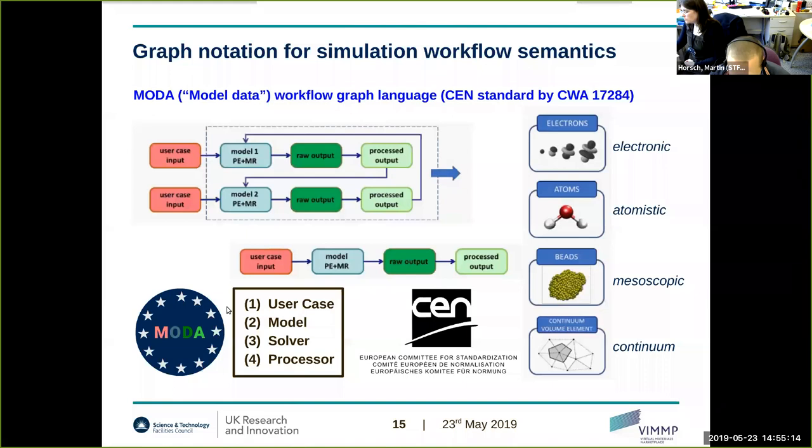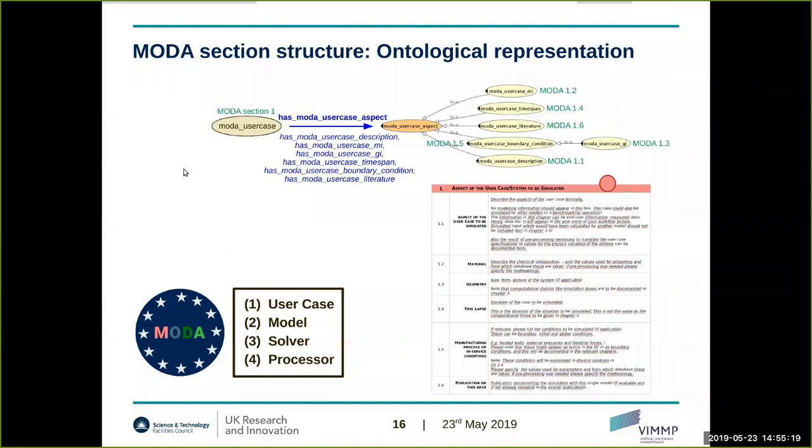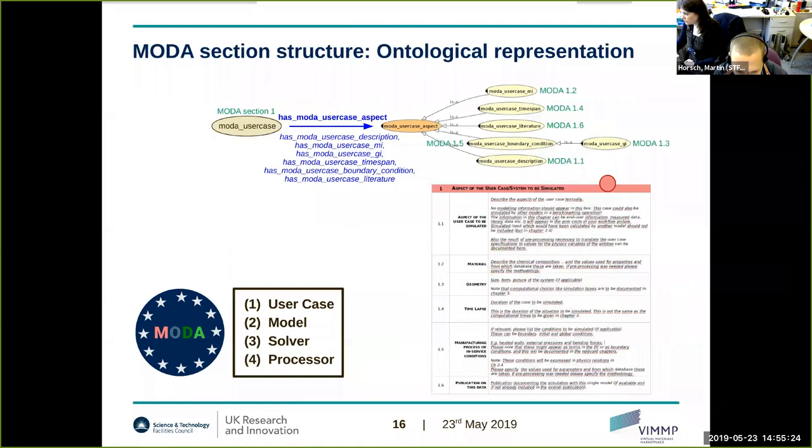Now we have to represent this as an ontology, and we want to stay as close to the approach that has been introduced. So what we do is translate MODA more or less one-to-one to an ontology. So for example, we have a user case. This is a MODA user case. The user case has aspects, and they are, for example, those that you find in the MODA document, the MODA definition. There's also an EMMC website. These would be the aspects of a user case that you have here: material, geometry, time span simulated, process, and so on and so on.